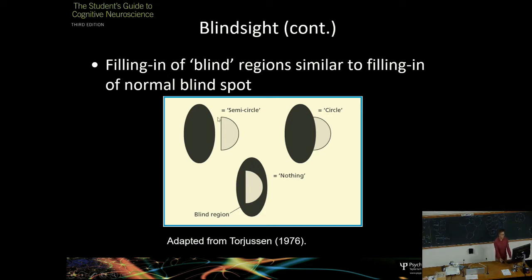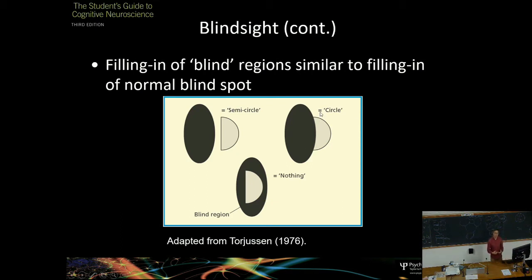So these are the kinds of experiments that were done where you show, so the black region here is, say, the person's blind spot, but maybe they've damaged this bit of the visual field. If you show them, for instance, a semicircle, here they would say that's a semicircle. But if you have the semicircle abutting their loss of vision, then they have a sense of it being filled in, and they describe it as a circle.